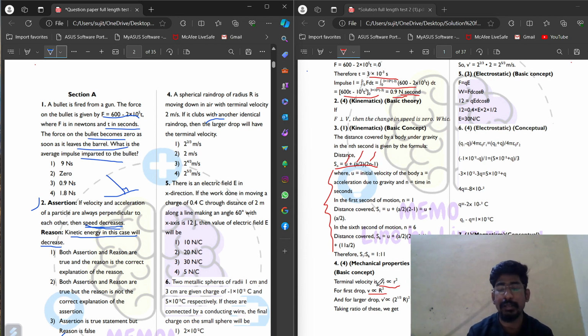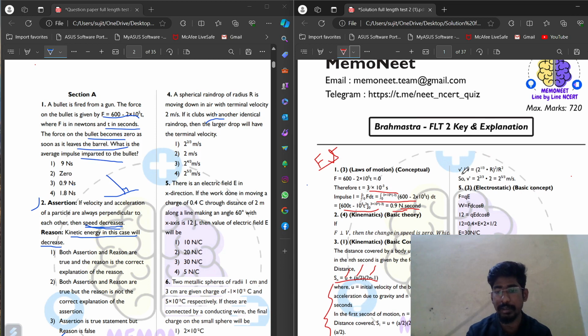You will get the answer that R equals 2 to the power 1 by 3 times r. Just put the value. We know that v is proportional to r square. Put the value here, and you will get v dash, the terminal velocity of the final spherical raindrop, equal to 2 to the power 5 by 3 meter per second. That is option number 4. Now moving on to the next question.